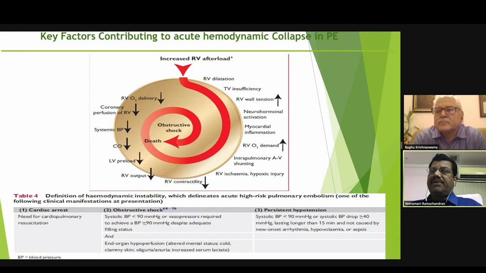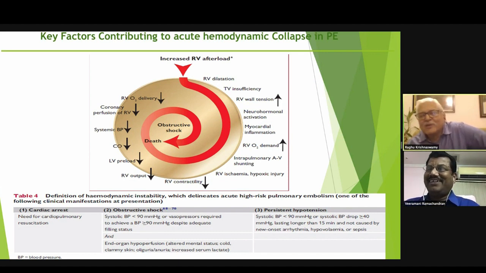How much number we can add in PA systolic pressure for each degree of RV systolic dysfunction? I am not aware that you add like that. You add only by the given rule of what is likely to be the RA pressure from the IVC sites.